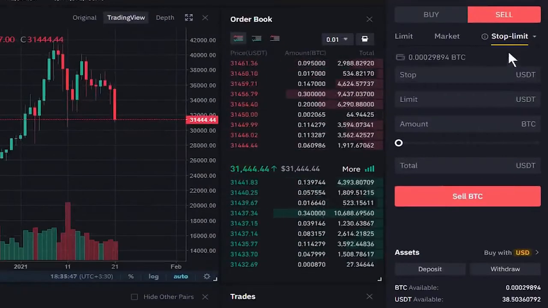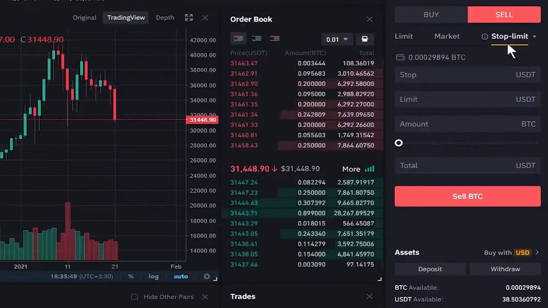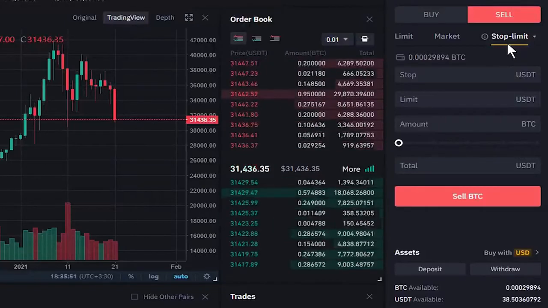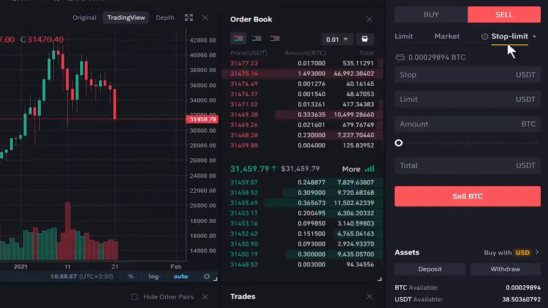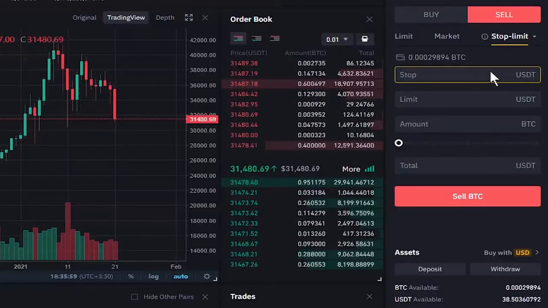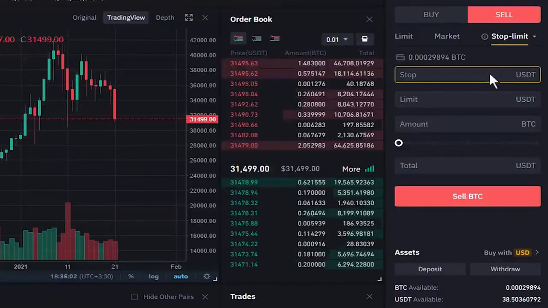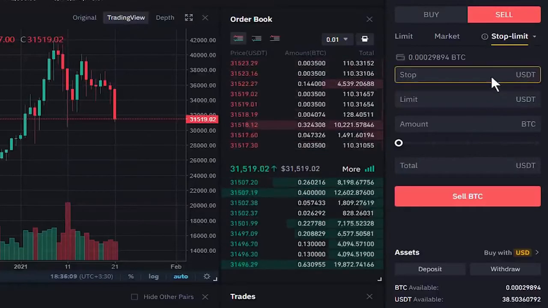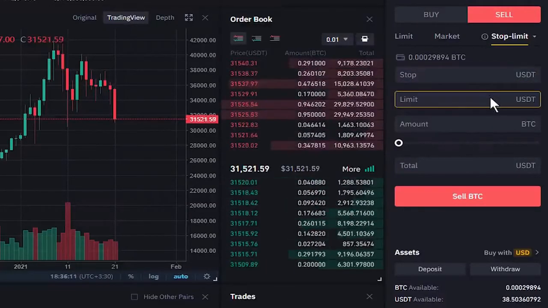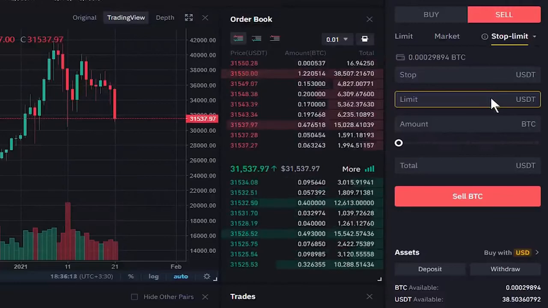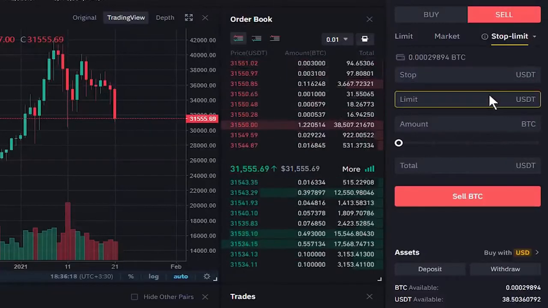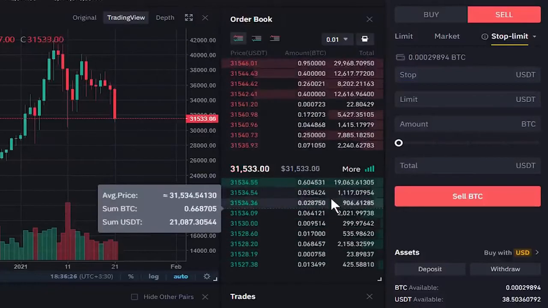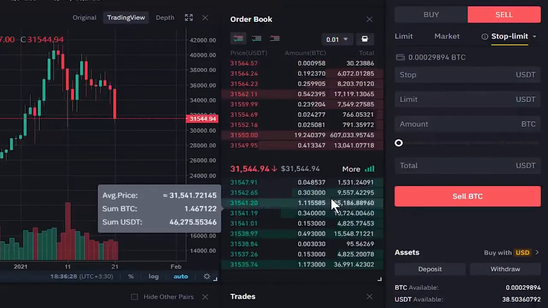Alright, now let's see what a stop limit order is and how we can place it and in what situations it can help us. A stop limit order is a kind of limit order, but here we have another setting that is called stop price, and it actually triggers the limit order. So here you set the stop price and then the limit price, and when the price reaches the stop price, your limit order becomes active and goes to the order book. Now let's see how we place a stop limit order in practice.